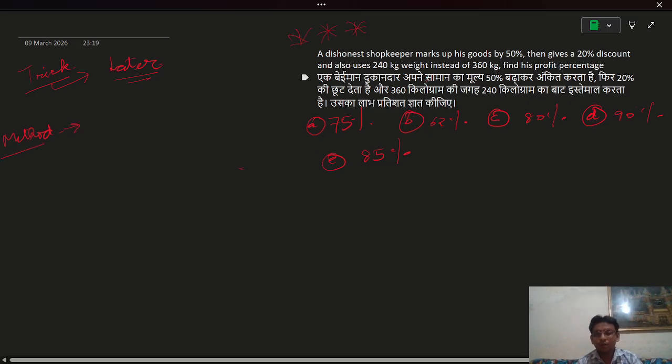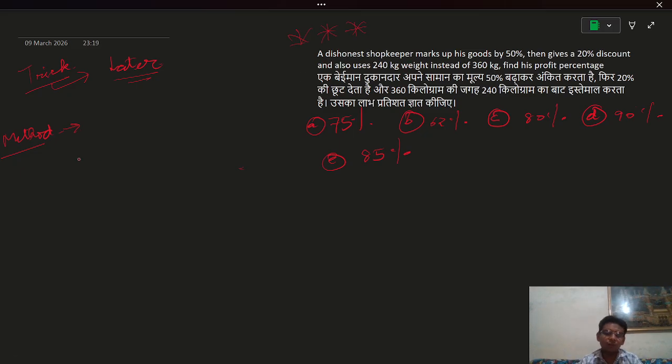Okay, a dishonest shopkeeper marks up his goods by 50%. Let's say cost price is 100x. Simple markup, it will become 150x. Okay, then gives a 20% discount. 150x on giving 20% discount will become 120x. How will it become 120x? Since he has given 20% discount, he is charging 80% of the mark price value, so it will become 120x.